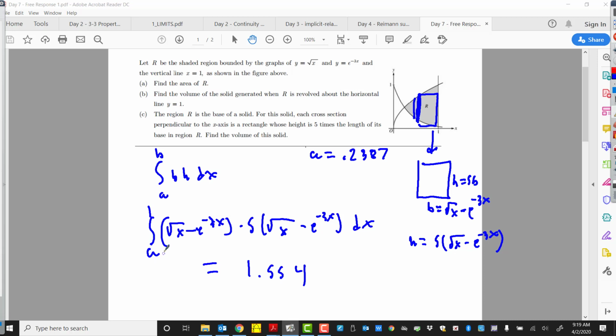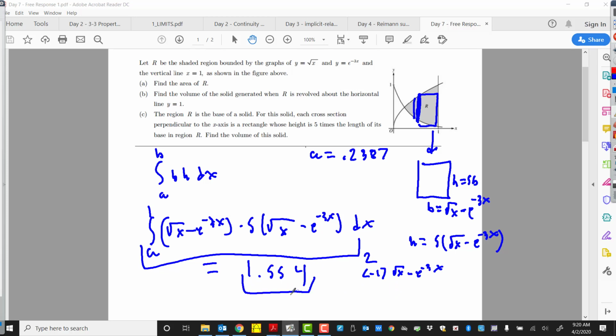Okay. Now let's talk about the ones that are specific to this part. Once again, you get 2 points for setting up the integrand properly. If you already set it up perfectly, you're fine. The only way you could have gotten 1 point instead of 2 is if it's incorrect, but you somewhere used the square root of x minus e to the negative 3x and multiplied it in, whether you made it the base or made it the height. Any other problem, you would have lost both.